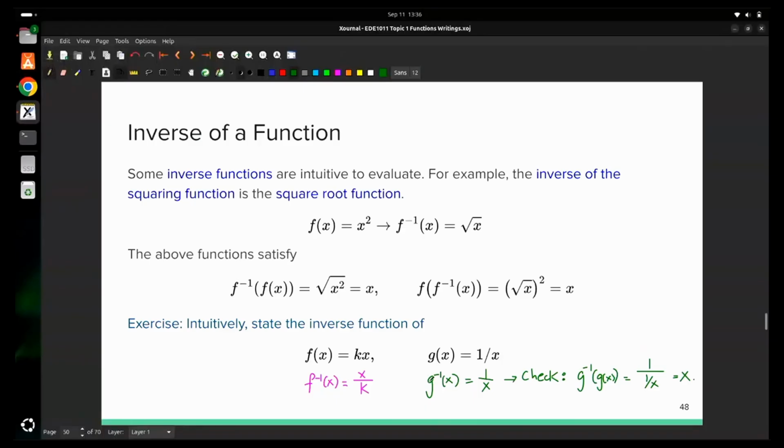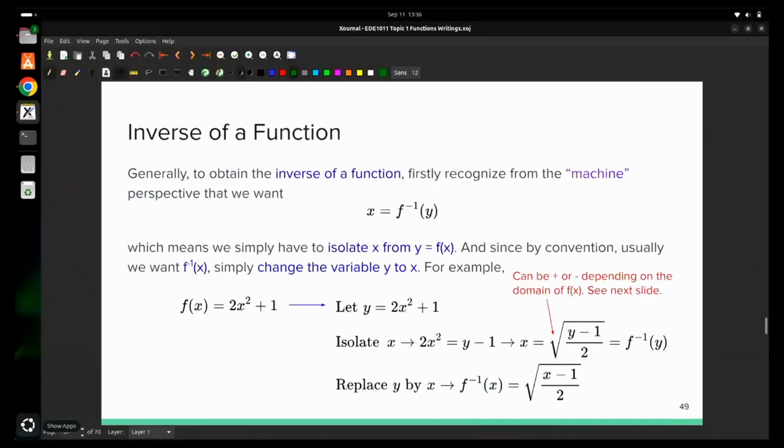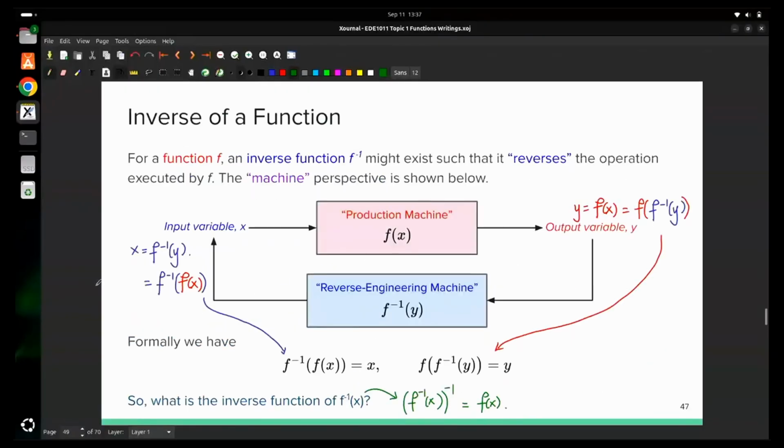Okay, so this is using some intuition or imagination, if you will. Next. Just now I mentioned, if you don't have the intuition, it's fine, because there's a standard process of getting the inverse function. You just let y equal to f of x. Then after that, you try to isolate the x, because x is f inverse of y. From the machine perspective, x is the f inverse of y. So from y equals f of x, just get that x out on one side, then throw the rest of the stuff on the other side. So therefore you're really trying to get this.